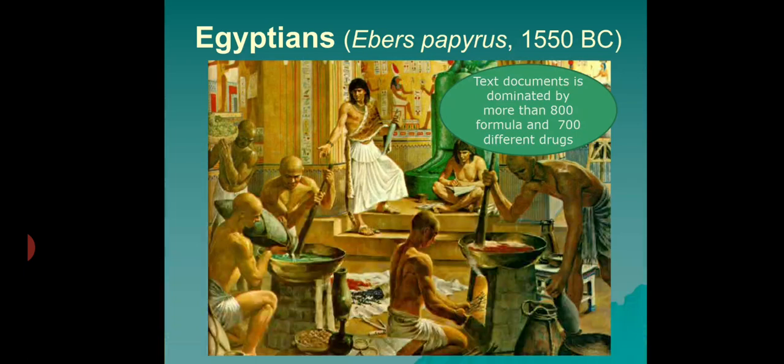They documented well more than 800 different formulas and 700 different drugs' information pertaining to curing diseases. So they documented almost 800 different methods of formulas to prepare those medicines to cure the ailments. So who did this? Egyptians did.